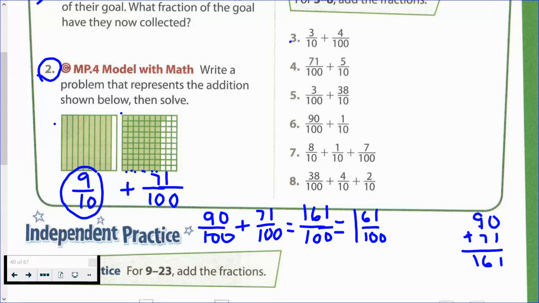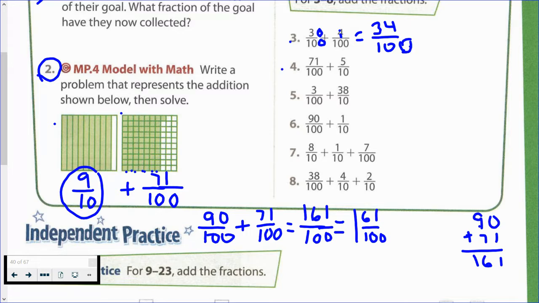So let's take a look over here at problem number 3. Now I'm going to show you a little shortcut. You know that 3/10 is the same thing as 30 hundredths. So you are allowed to just turn it into 30 hundredths right there. Then add those quantities. 30 plus 4 is 34 out of 100. So see, that one wasn't too bad. Look at number 4. Do the same thing.